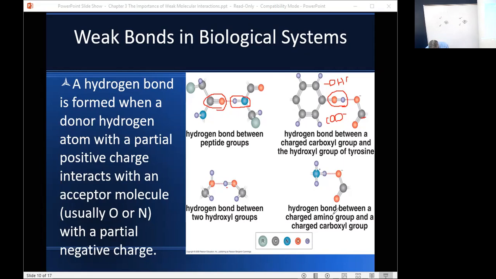Finally, a hydrogen bond between a charged amino group and a charged carboxyl group. Again, here's a carboxyl. There's a difference in electronegativity between nitrogen and hydrogen. We saw that in the amino group of the polypeptide backbone. And again, proton donor and proton acceptor form a hydrogen bond.